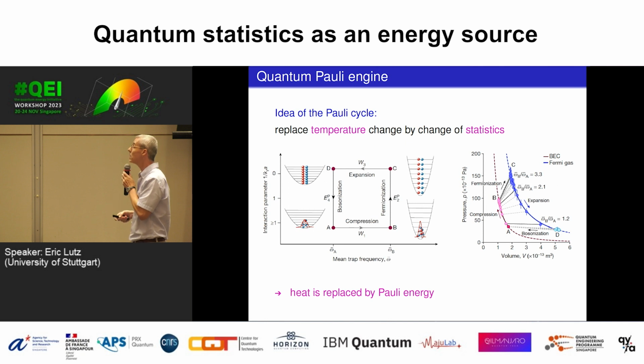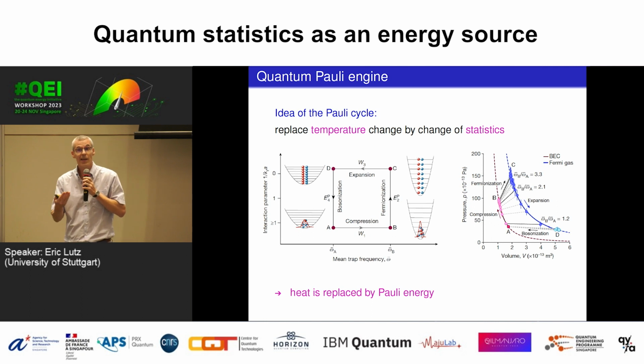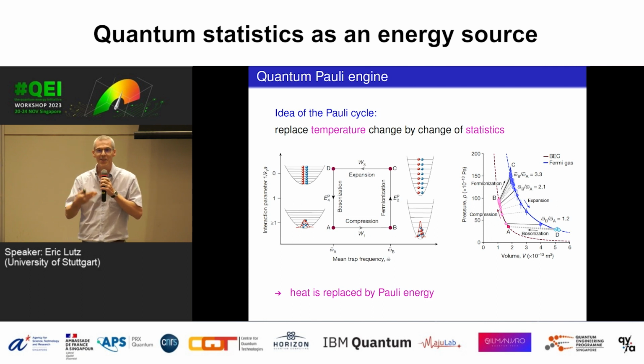What you see on the right-hand side is actually the measured cycle that was implemented in the experiment. So it's a PV diagram like what we teach students in thermodynamics. It's not an ideal gas, it's not a classical ideal gas. So what we have here, this red line is actually the equation of state of the BEC. The blue line here is the equation of state of the Fermi gas. Let's start at point A, which corresponds to this one. So we start, compress by increasing the pressure.